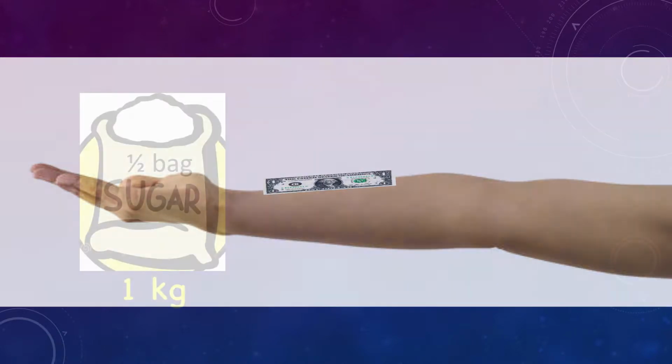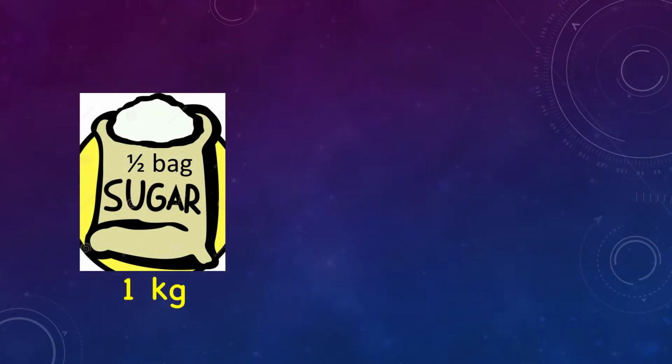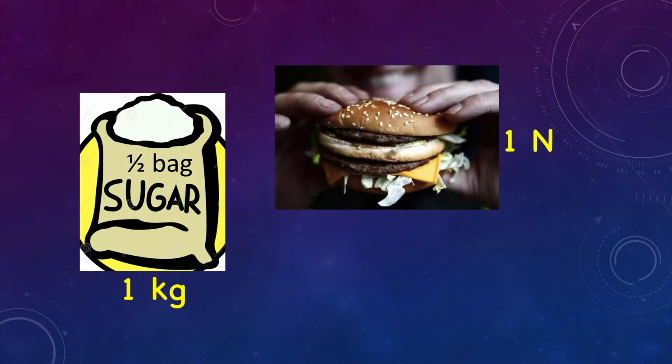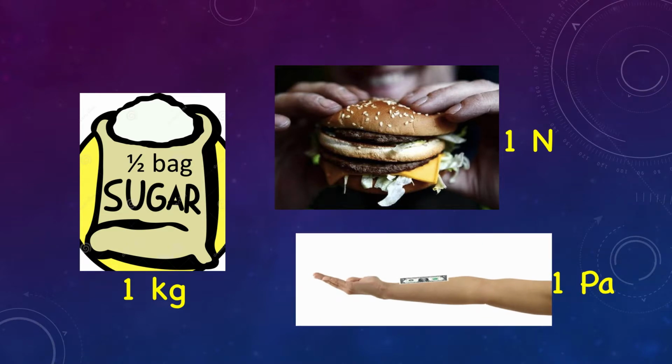So, a kilogram is a moderate mass, about half a bag of sugar. A Newton is a small force, 1/4 of a pound. And a Pascal is a very slight amount of pressure. Despite this, we will see later on that a change of 1 Pascal of pressure on your eardrum results in a very loud sound.